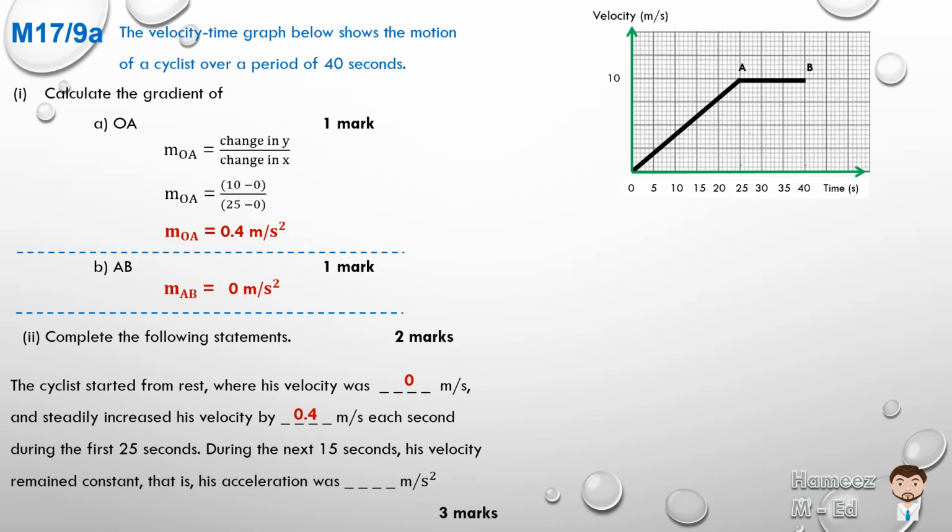That is, his acceleration was 0 meters per second squared, because asking for acceleration in a velocity time graph is the same as asking for the gradient of the graph.